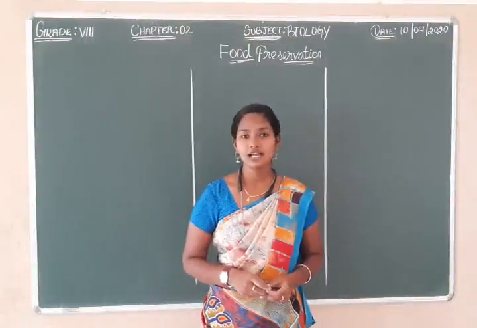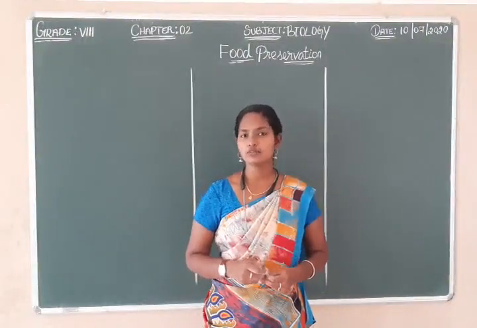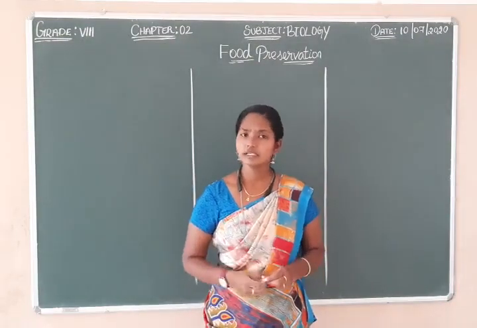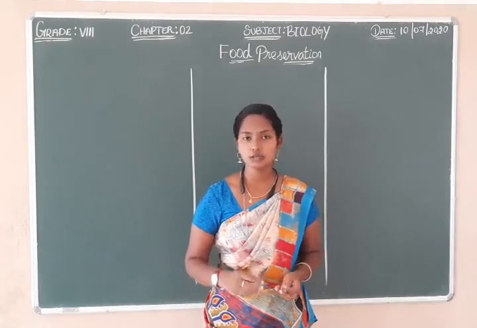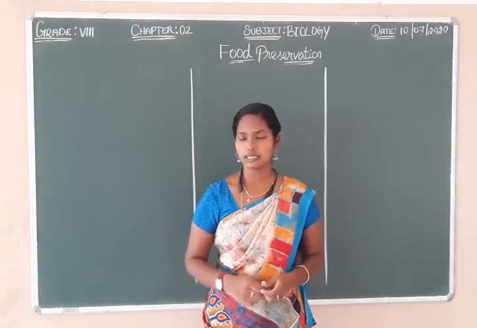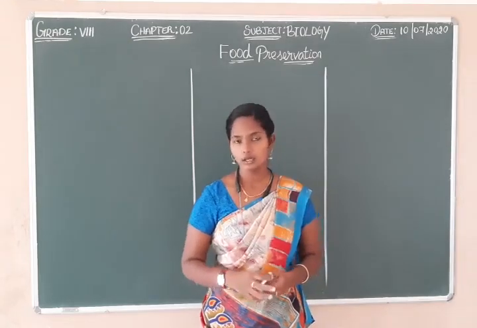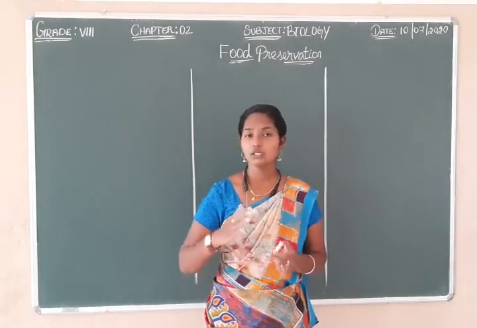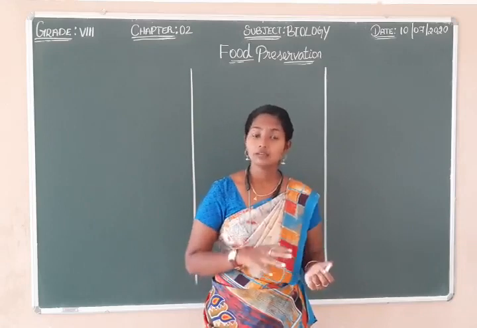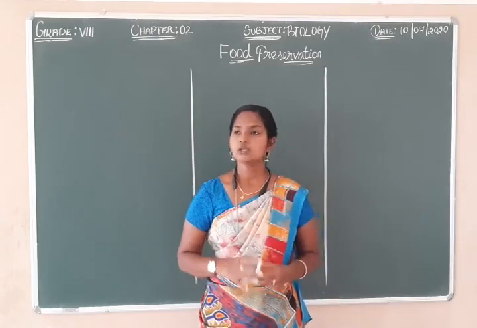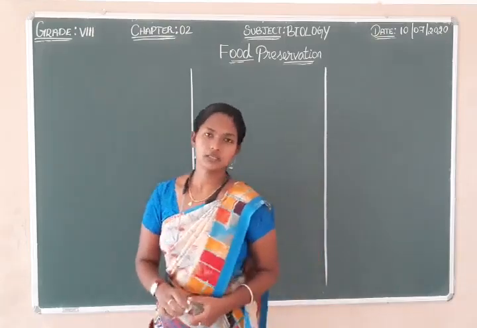In the previous session, we learnt about food poisoning, and today we are going to discuss food preservation methods. In the first chapter, we learned how to preserve and store food grains. Here we are going to learn how to preserve cooked food items. In cooked food items, the moisture content is high, and there is a very good chance of attack of microorganisms. So what does food preservation mean?